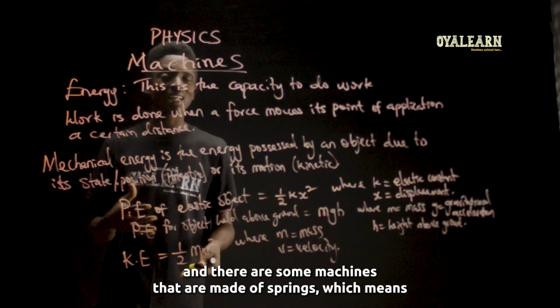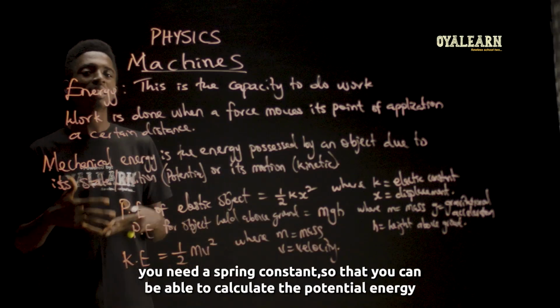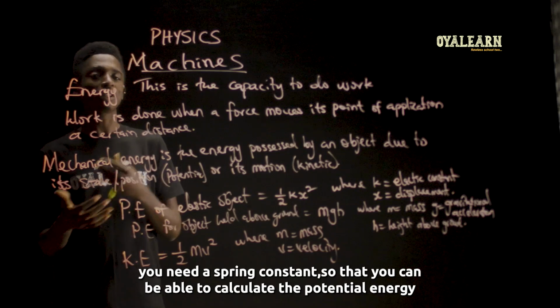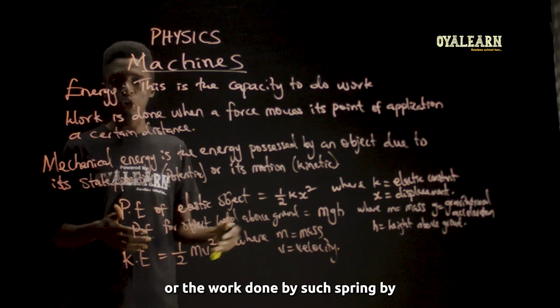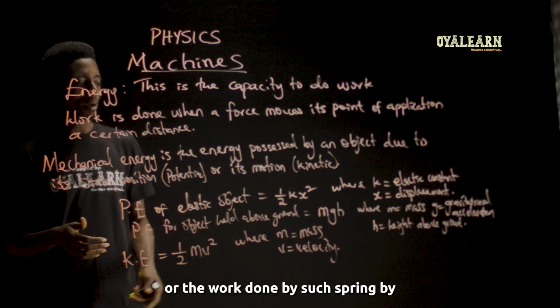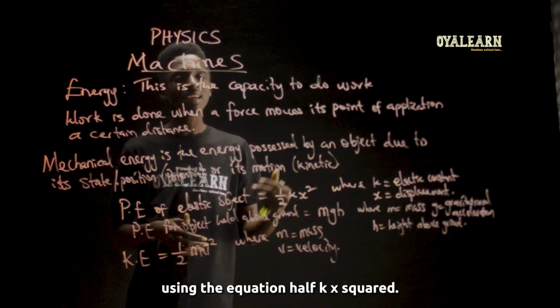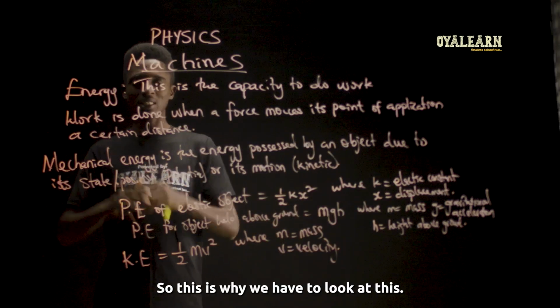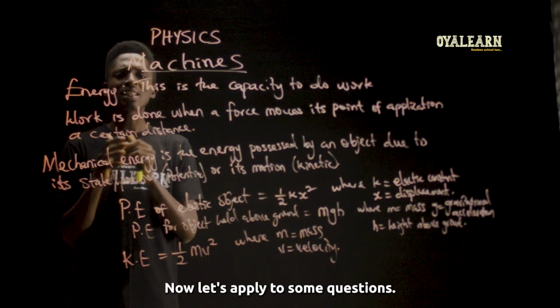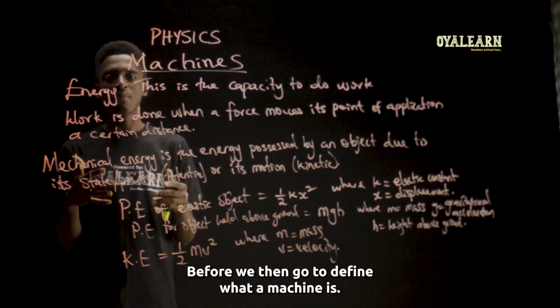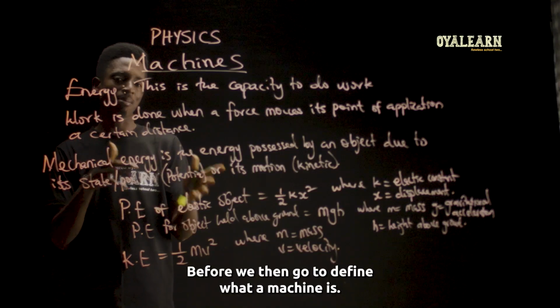And there are some machines that are made of springs, which means you need a spring constant and be able to calculate the potential energy or the work done by such a spring by using the equation half kx squared. So this is why we have to look at this. Now, let's apply this to some questions before we then go on to define what a machine is.